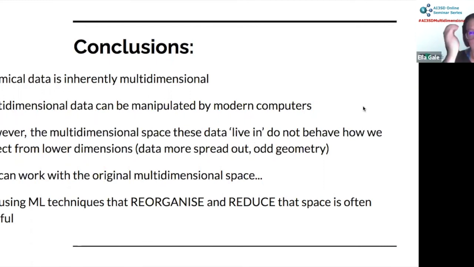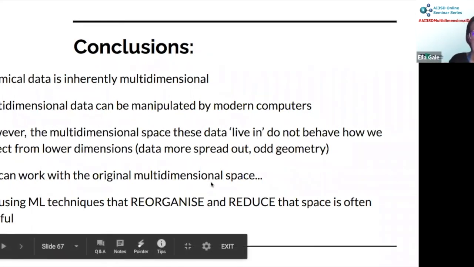Multidimensional data can be manipulated nicely by modern computers. This is the breakthrough that's happening at the moment. We couldn't do this with pen and paper. It's too arduous. We can now do it with computers. However, the multidimensional space that our data live in does not behave how we expect from lower dimensions. Basically, it's more spread out, and the geometry doesn't work the way we expect. The best way to think of it, I think, is bubbles. Lots of bubbles and lots of gaps, like foam or something like that. Our data is like the soap bubble foam.